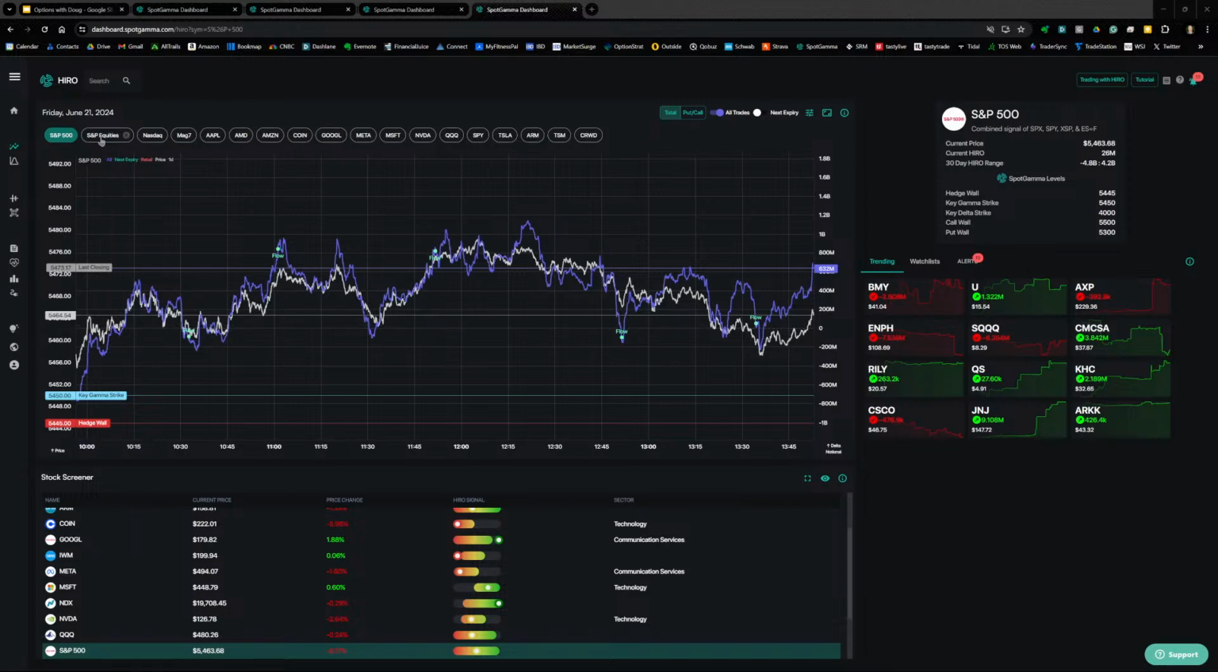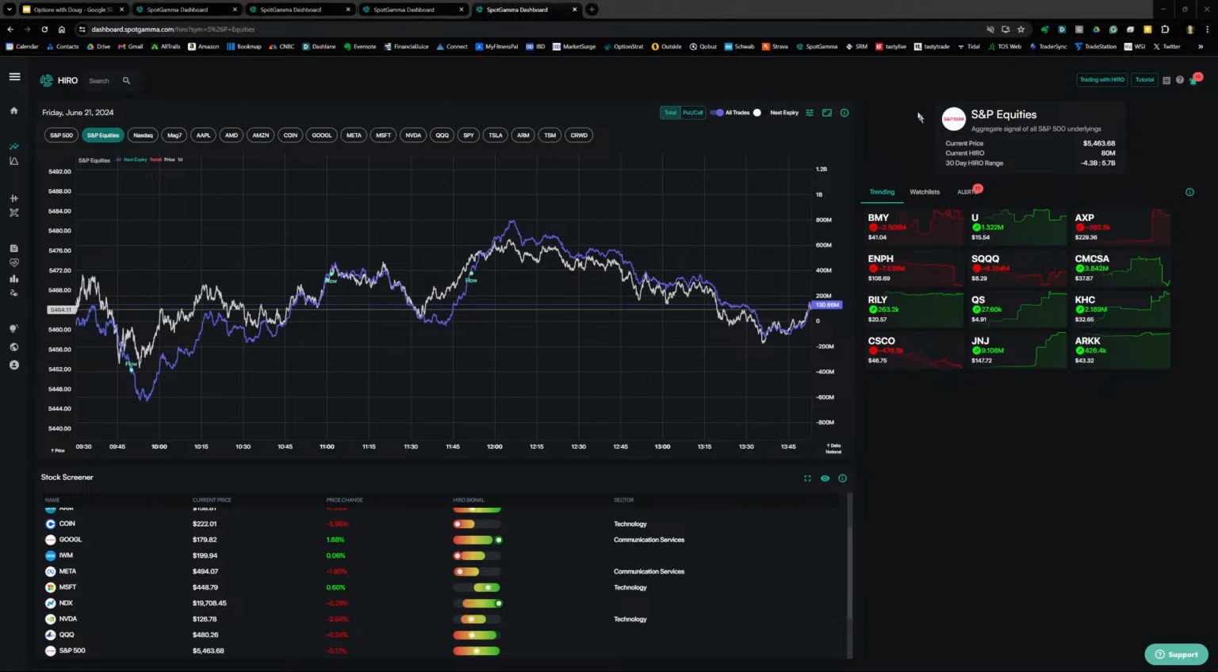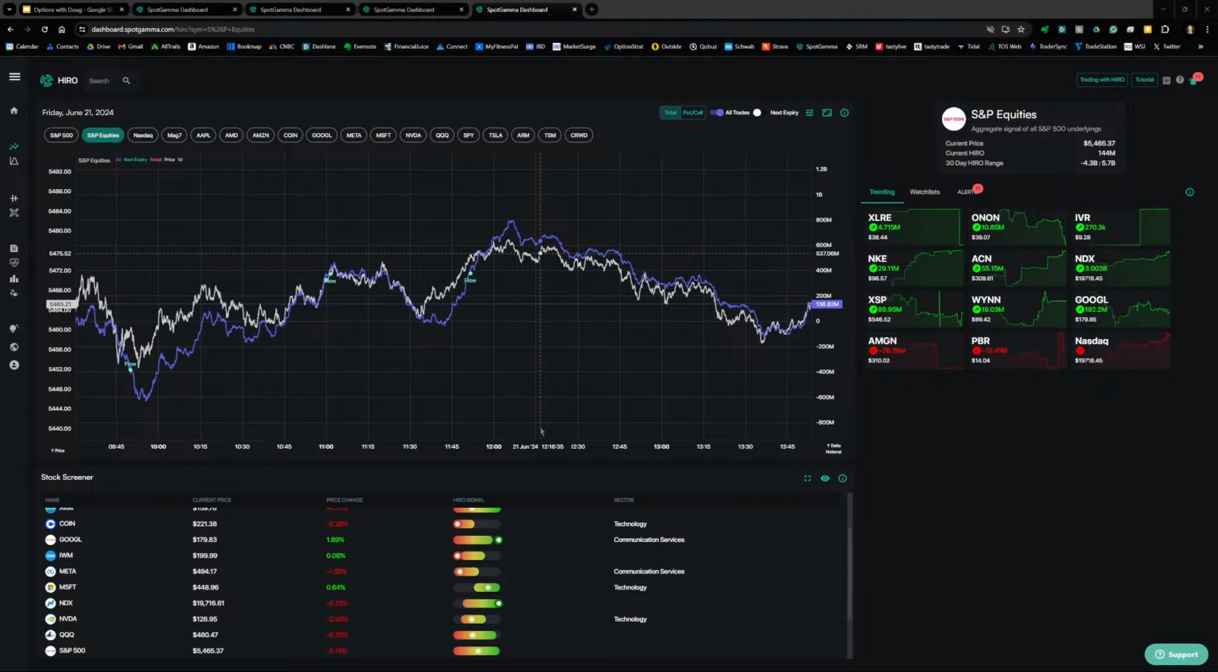Now let's take a look at the other signal. This is the S&P equity signal. This is another combined signal showing options trades and market maker hedging activity for a combined signal of all S&P 500 stocks. And this is also showing a very strong correlation between options trades, market maker hedging activity, and price action.